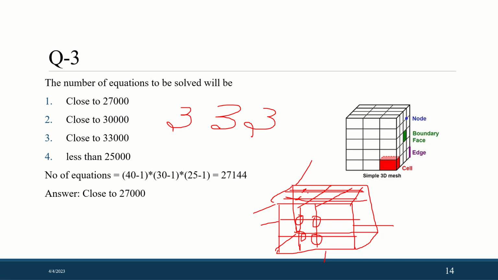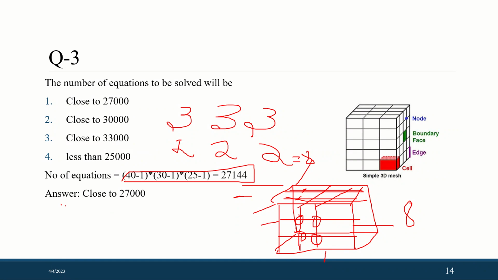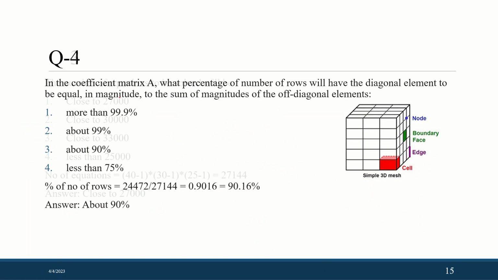So we are having 4 plus 4, one cell 4, one cell 4, it is 8. So we are having 3 minus 1 is 2, and again 3 minus 1 is 2, again 3 minus 1 is 2. 2 2s are 4, 2s are 8. In that fashion we are getting it as 27,144. So the answer is closer to 27,000. It is not closer to 30,000, not close to 33, not close to 25. It is 27,144. So the answer to this problem is closer to 27,000.